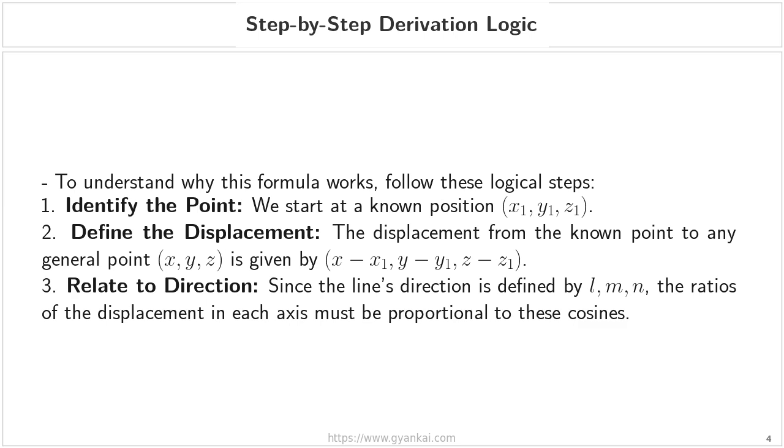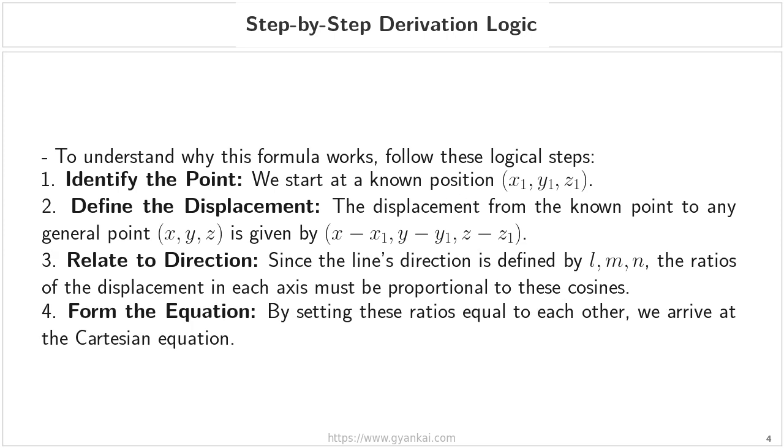Third, we relate this displacement to our direction. As we learned in the earlier slides, the direction of our line is uniquely defined by the direction cosines L, M, and N. For our new point to truly lie on this specific line, the change in each axis, our x, y, and z displacements, must be proportional to these direction cosines. In other words, the ratio of the displacement to the direction cosine must be constant for all three axes.